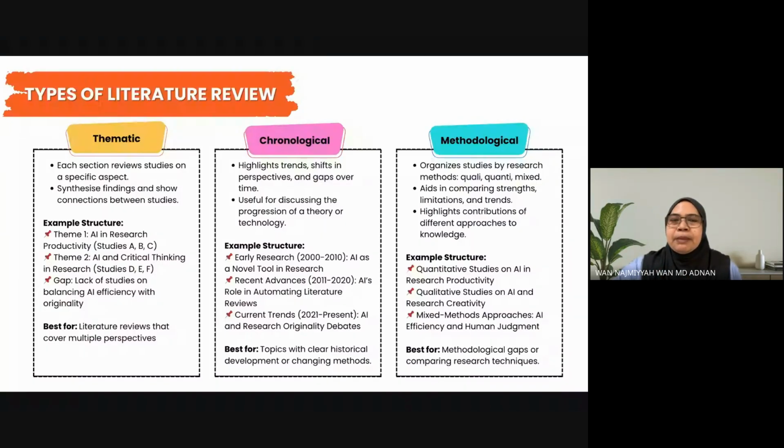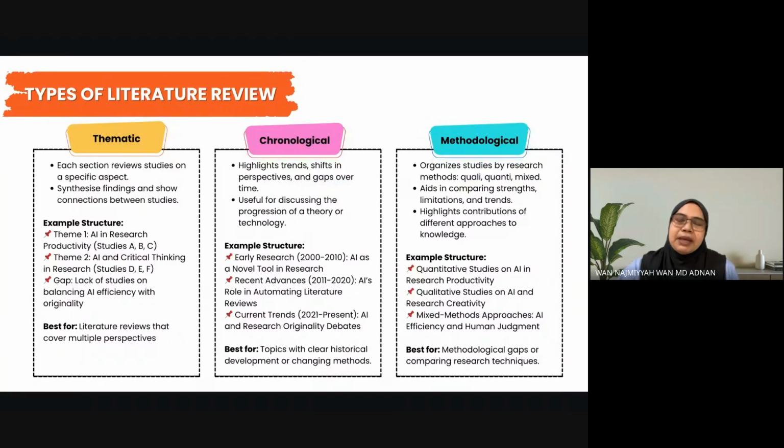Okay. Number 2, the different types of literature review is that we usually use chronological. Chronological usually is based on years. For example, if you have a literature review back in the 2000s, 2005, 2010. So it highlights the trends and shifts between perspectives and gaps over time. So chronological is all about timing. Okay, so you basically analyze literature review based on time, and it is usually useful for discussing progression of a theory or technology.